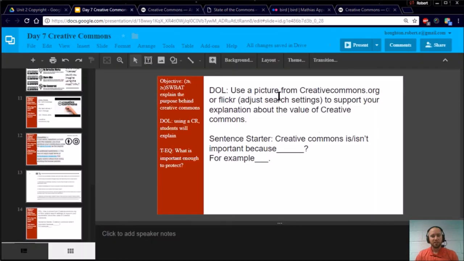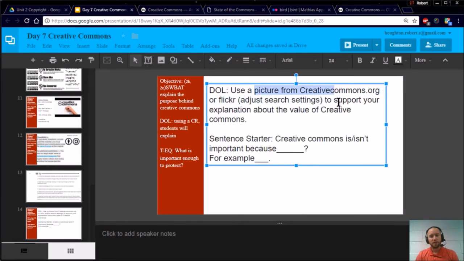So with that, make sure to pick at least one picture from either of these websites so I know that you have that skill of going out and searching for Creative Commons work, and then just use the sentence starters to let me know what your opinion about Creative Commons is.